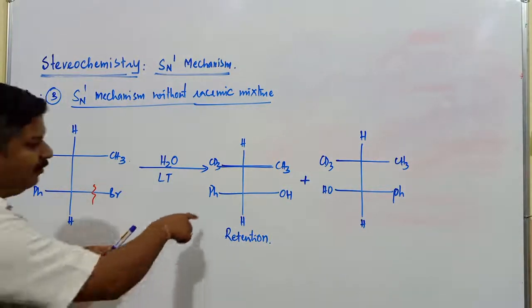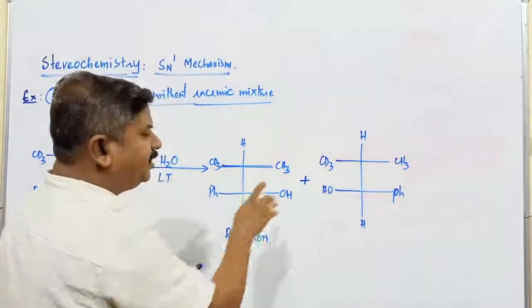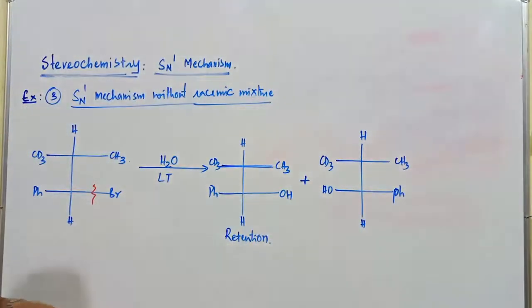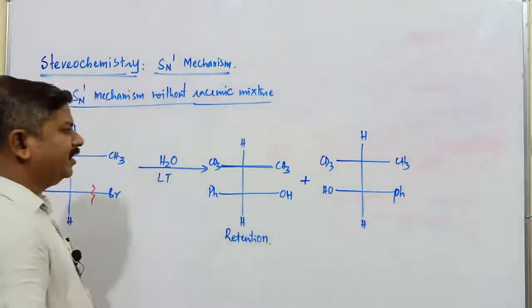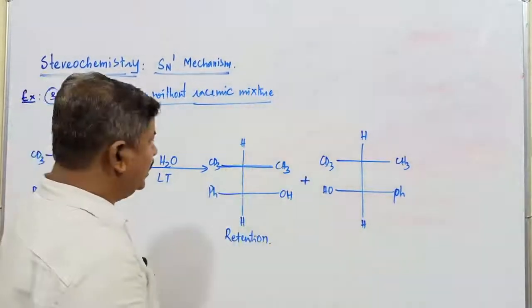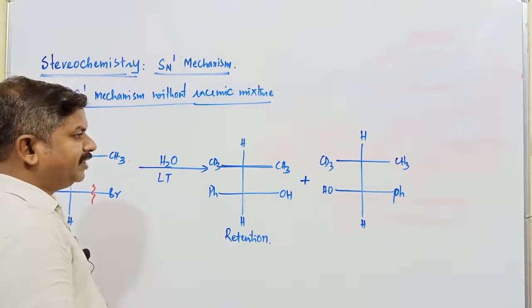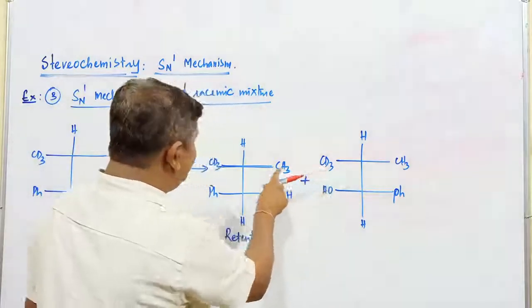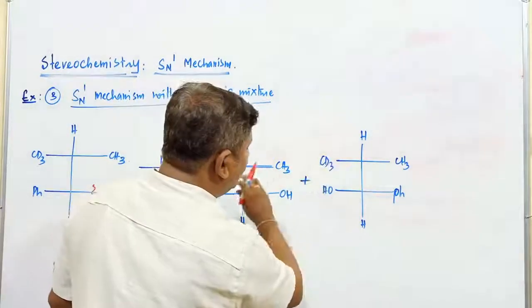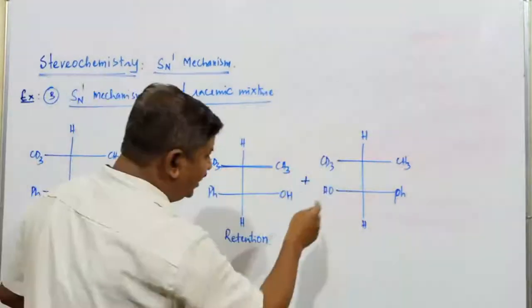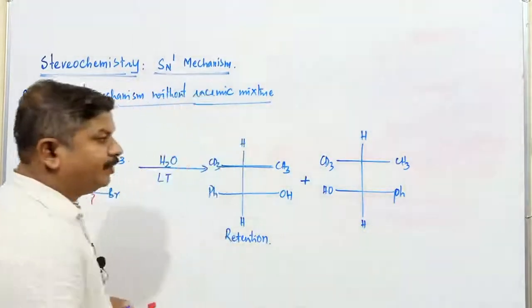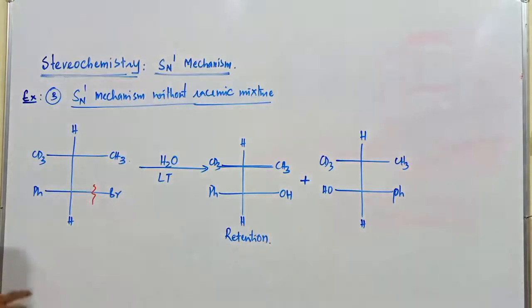Here, when we get retention of configuration, why is this particular structure not considered an inversion of configuration? Just observe whether these two compounds are mirror images of each other. These two corresponding products are said to be mirror images of each other. Now, this is CD3 and this is CH3, so this molecule is not the mirror image. Because of that reason, it is not commonly called inversion of configuration.